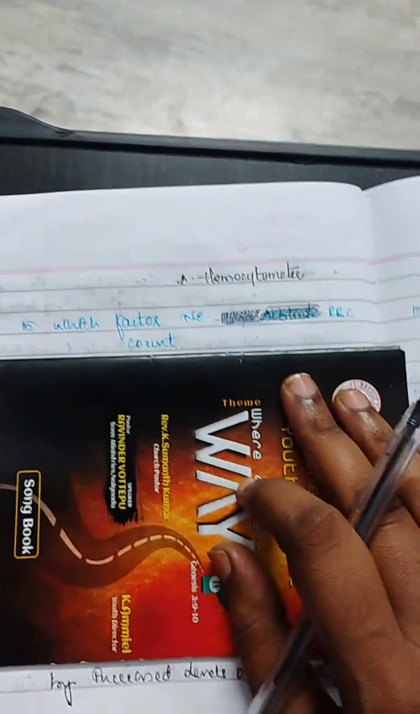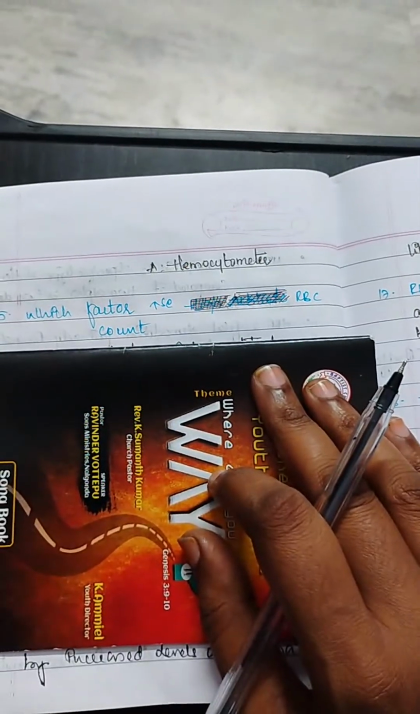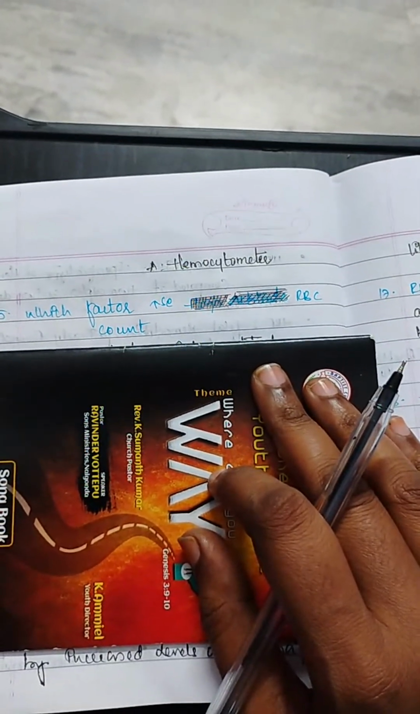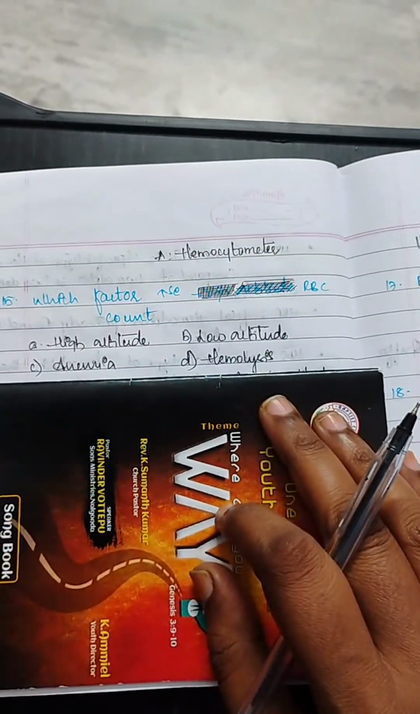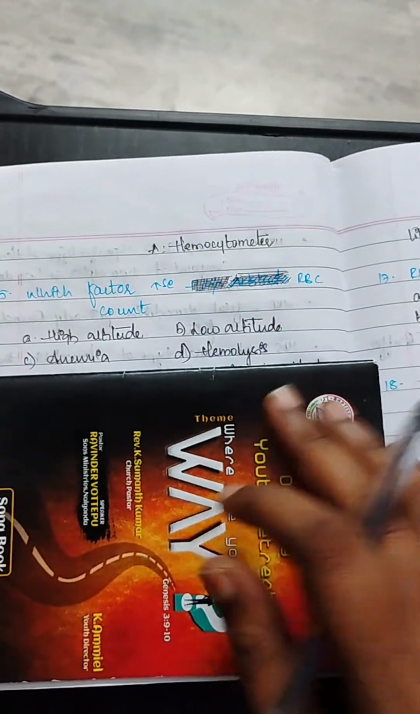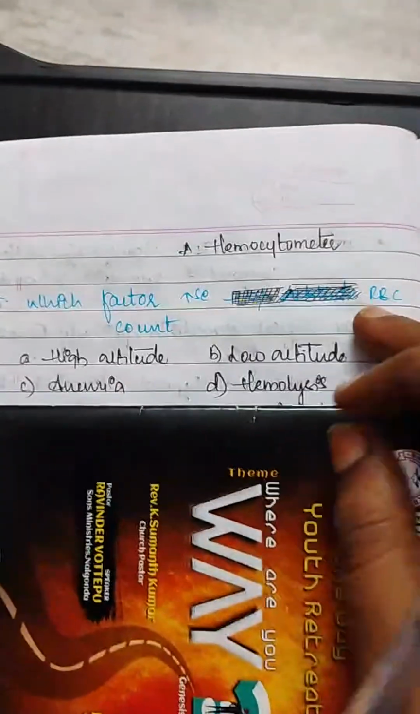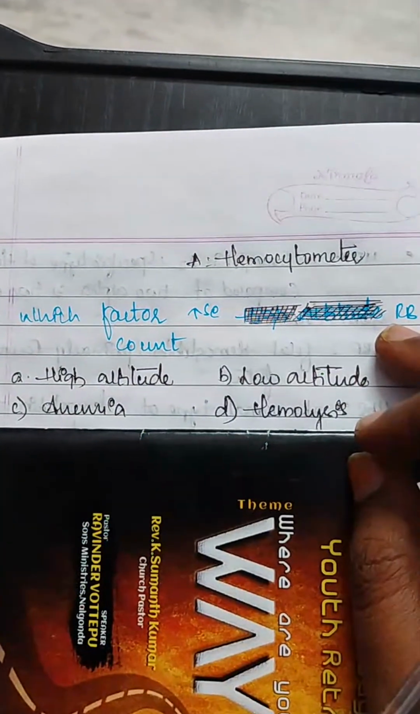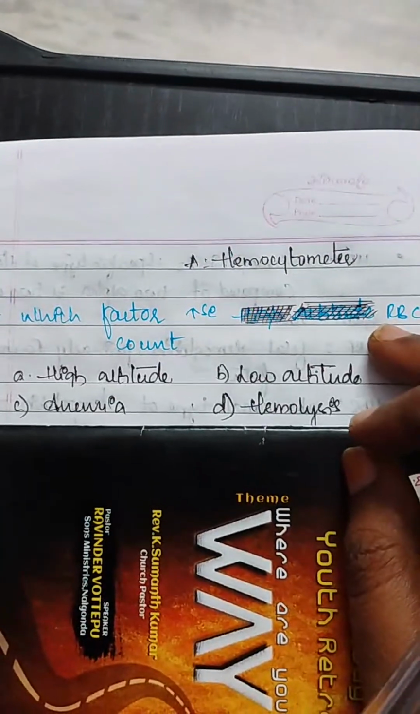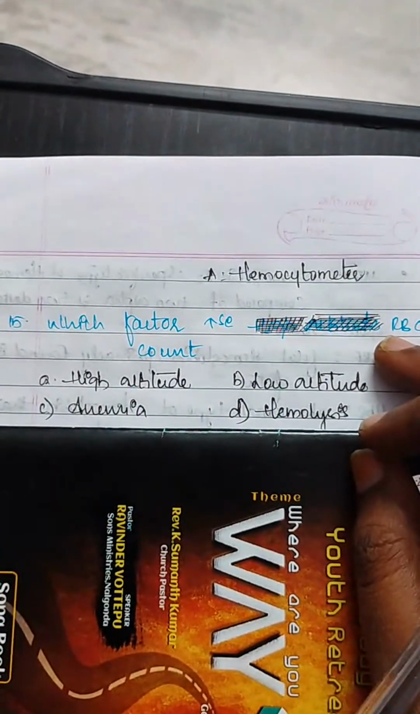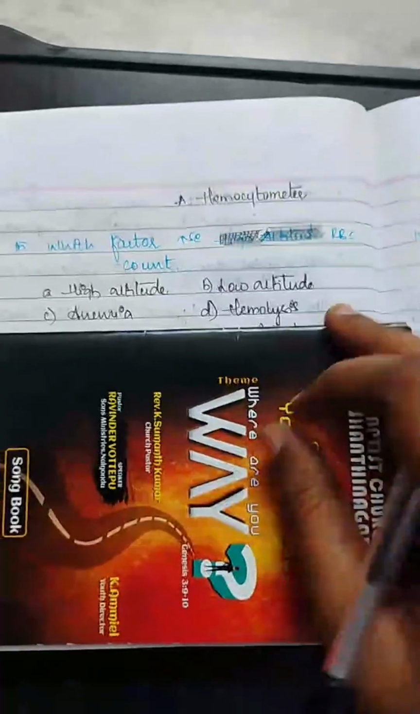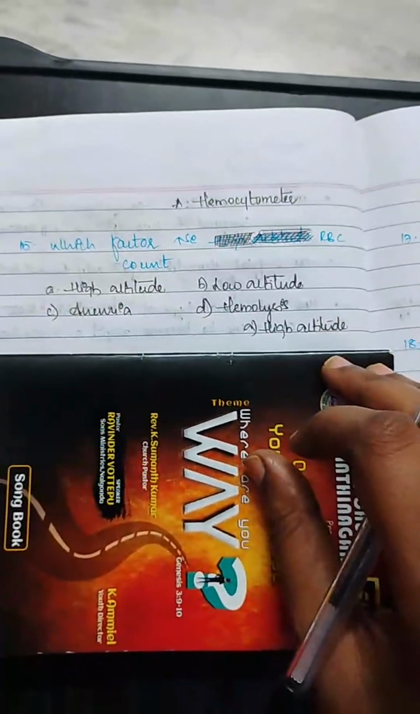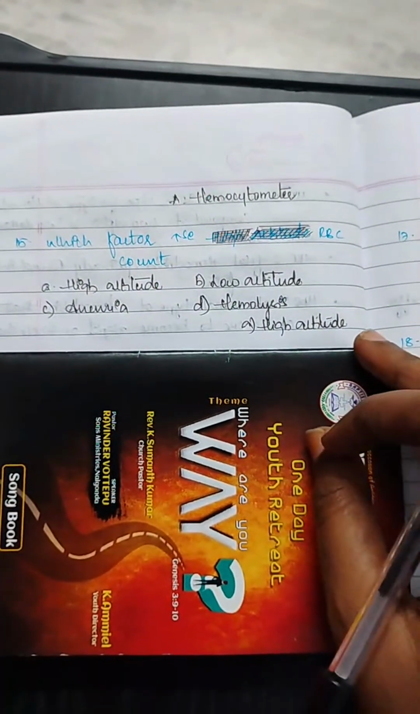Then the next question: which factor increases RBC count? High altitude, low altitude, anemia, hemolysis. High altitude is a factor that increases the RBC count.